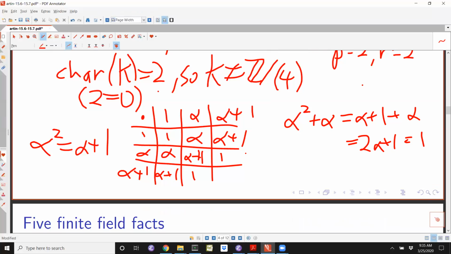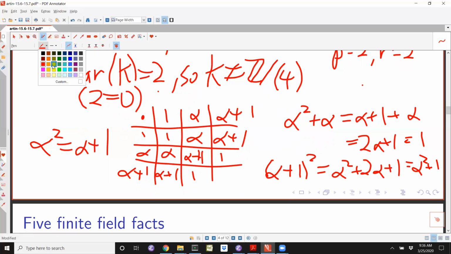Ooh, here's a fun thing. Now we have a most amusing thing that becomes important in a minute. When we have alpha plus 1 quantity squared, that's equal to alpha squared plus 2 alpha plus 1, but 2 alpha is 0, so you get alpha squared plus 1. So this is the joke that people always make, the freshman dream, that finally the square of the sum is actually the sum of the squares.